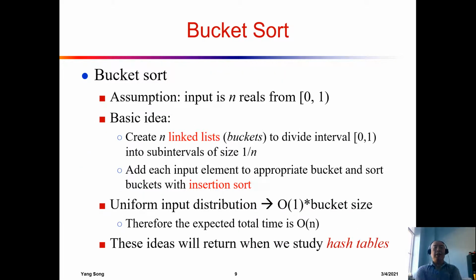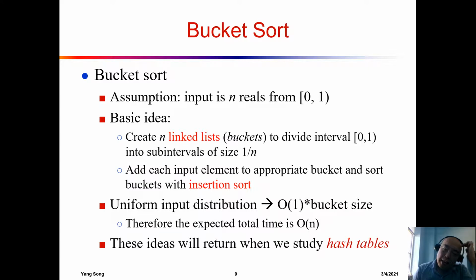And let's move on and talk about the bucket sort. For the bucket sort, again, we have a very strong assumption. The assumption is that all the n input values are real numbers from 0 to 1. So 0 has a square bracket, so that's included, and for the 1, it is a parenthesis, so it's excluded.